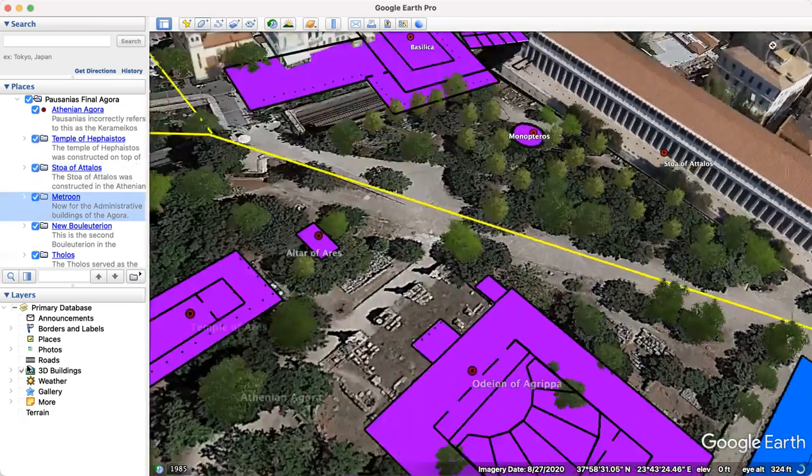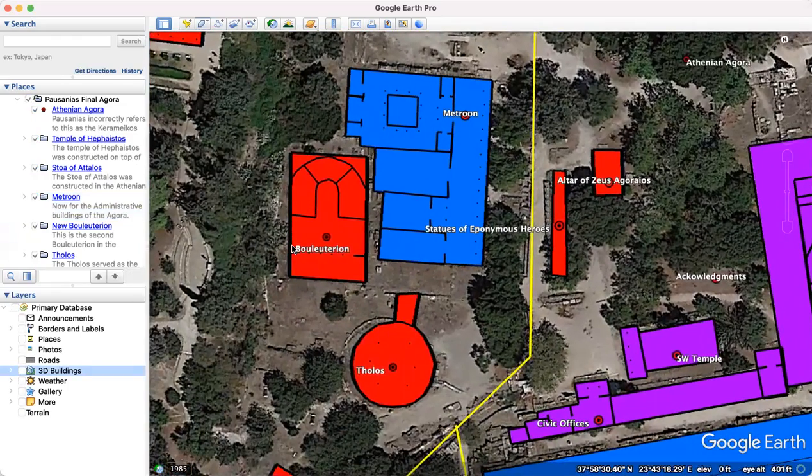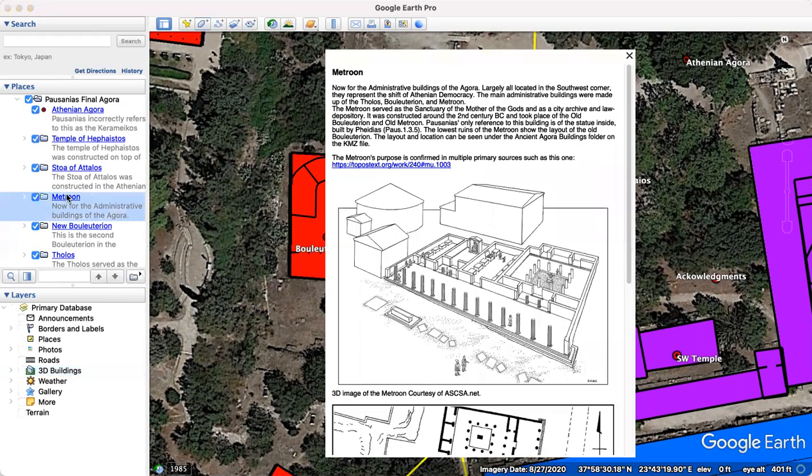Next, we'll travel to the Metron and basically the administrative buildings, which are located in the southwest corner of the Agora. These are built up of the Metron, the Bouleuterion, and the Tholos. The Metron is also known as the sanctuary of the Mother of Gods. And that's what its original purpose was.